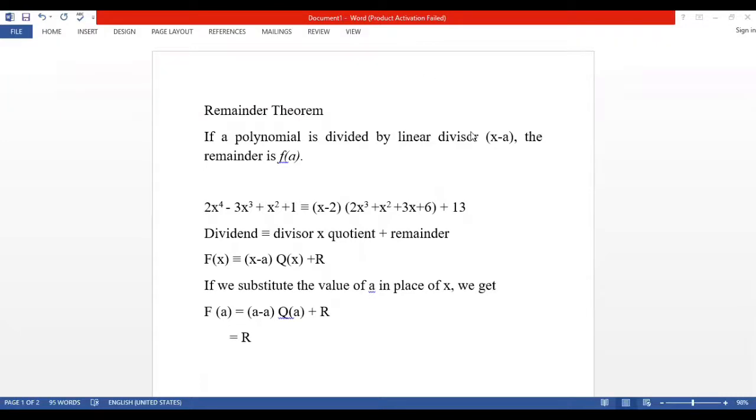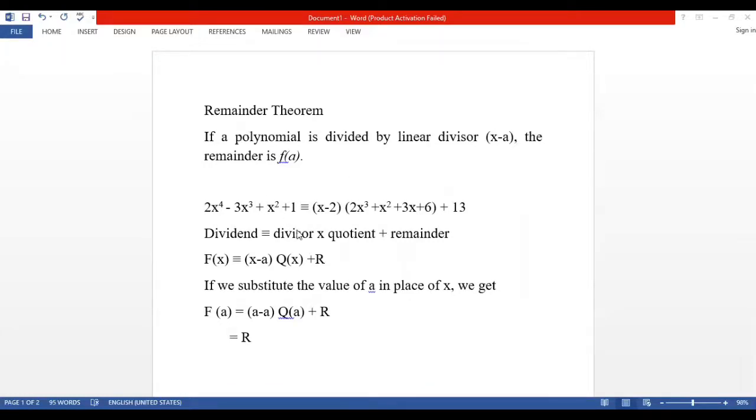We are going to take a look at the remainder theorem. We know what a polynomial is. The remainder theorem tells us that when a polynomial is divided by a linear divisor in the form x minus a, the remainder is going to be the function of a. We are going to prove this today.